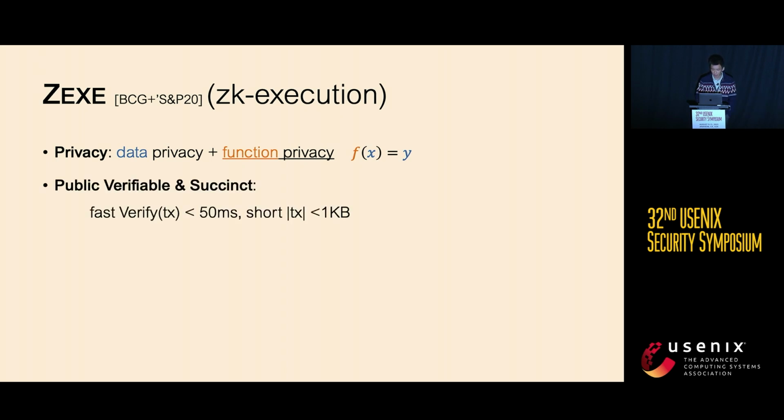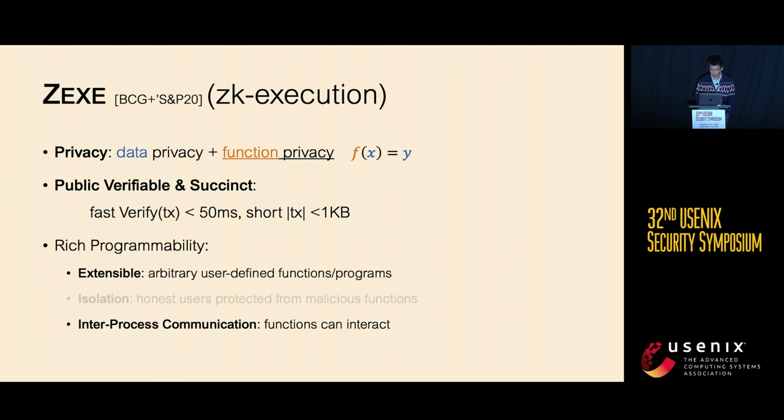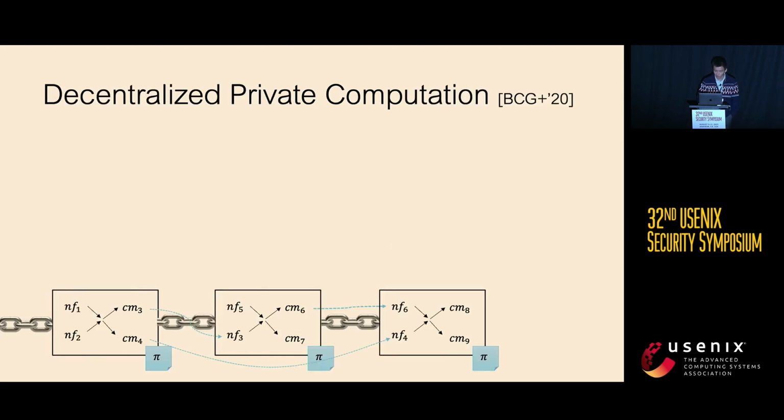On top of privacy, Zexe also maintains public verifiability and succinctness, where verifying the transaction is very fast, and the transaction size itself is very short, usually under kilobytes. Apart from the security properties, it also has rich programmability, where the users are able to define arbitrary data. You can write your own programs, and these programs can interact, just as you would expect from any general smart contract platform.